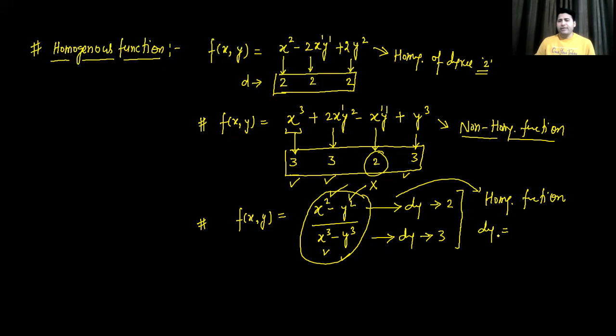Its degree, student, is given as degree of numerator, that is n, minus degree of denominator, that is d. Numerator degree 2, denominator is 3. So I am getting its degree as minus 1. It means this is a homogeneous function of degree minus 1. I hope you understand how to check whether a function is homogeneous or not.